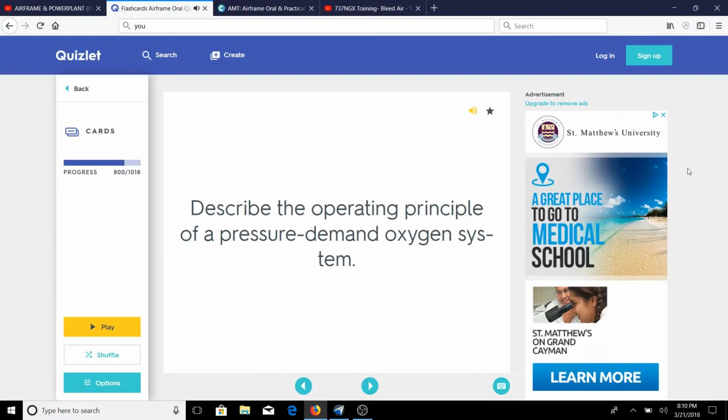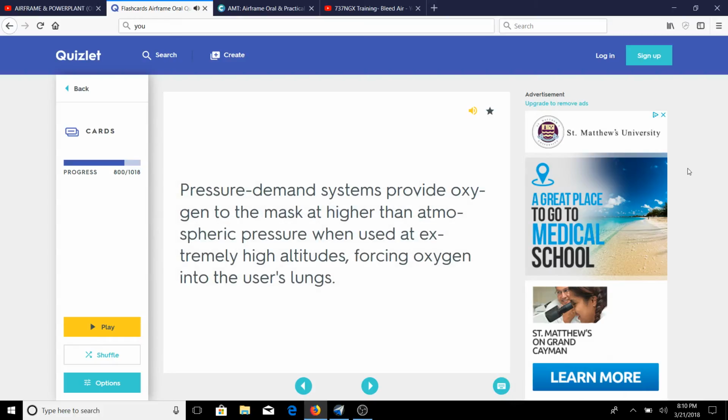Describe the operating principle of a pressure demand oxygen system. Pressure demand systems provide oxygen to the mask at higher than atmospheric pressure when used at extremely high altitudes, forcing oxygen into the user's lungs.